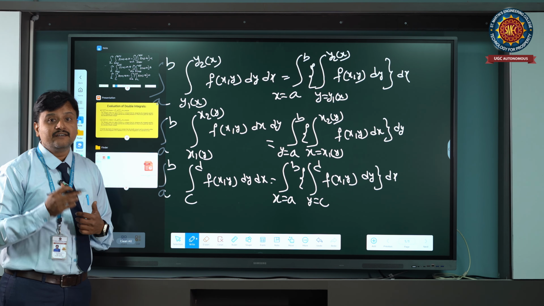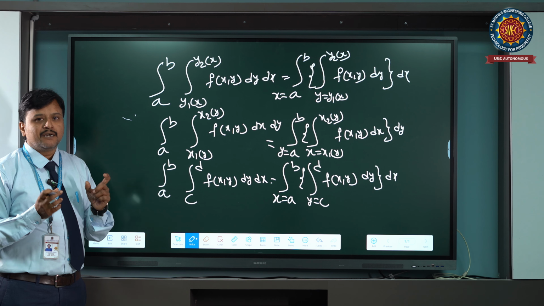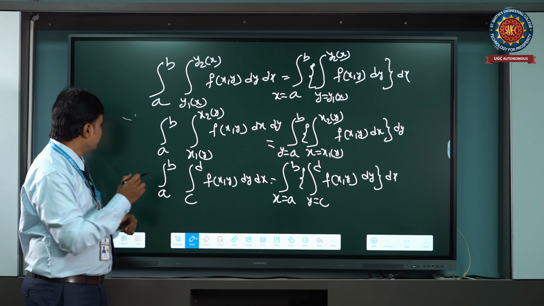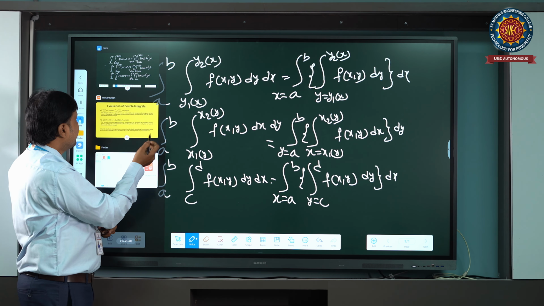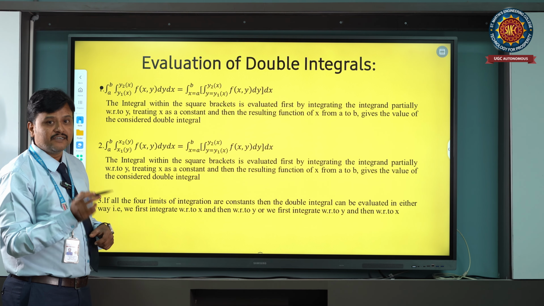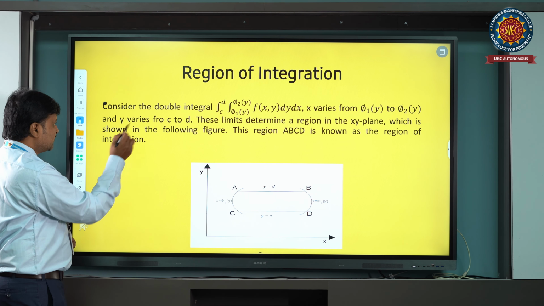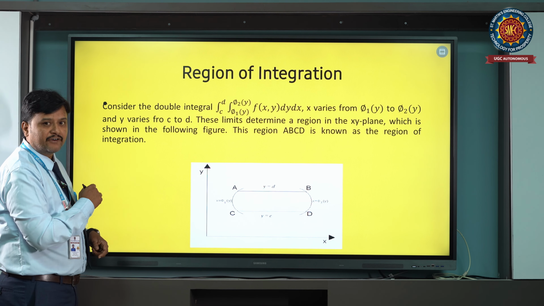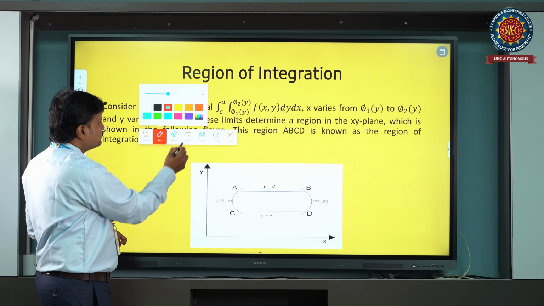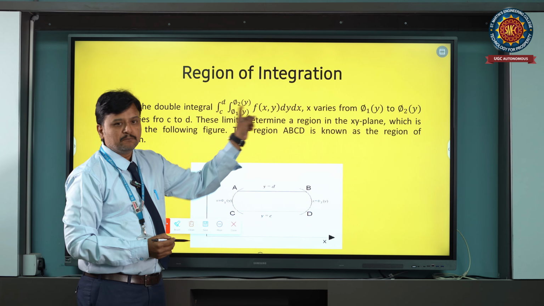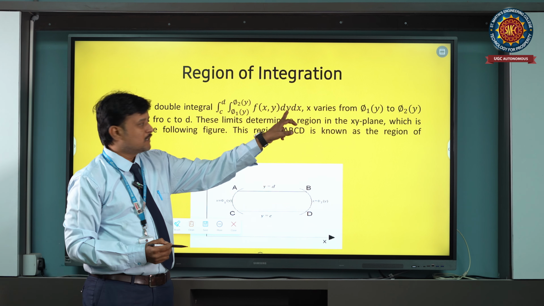So we have to identify the region to find the limits. That is very, very important, identifying the region by using the given limits. So if the limits are constant, and when the limits are variable limits, let us see how to identify the required region. If you take limits like y from c to d and x from phi 1 of y to phi 2 of y, f of x comma y dx dy. If you take this type of double integral, here the limits are c to d, phi 1 of y to phi 2 of y, f of x comma y.